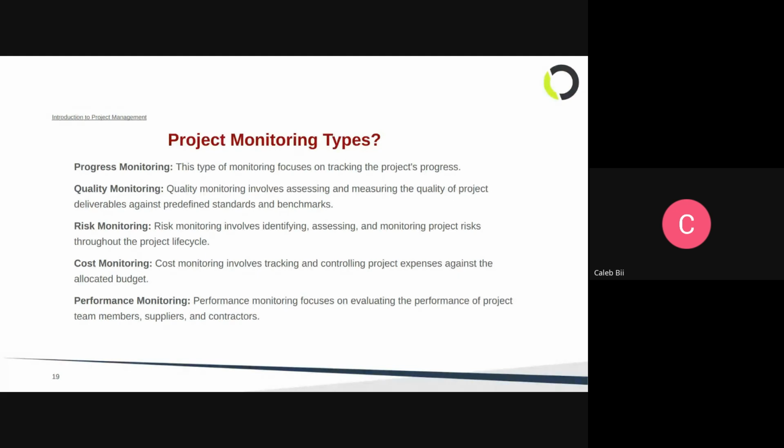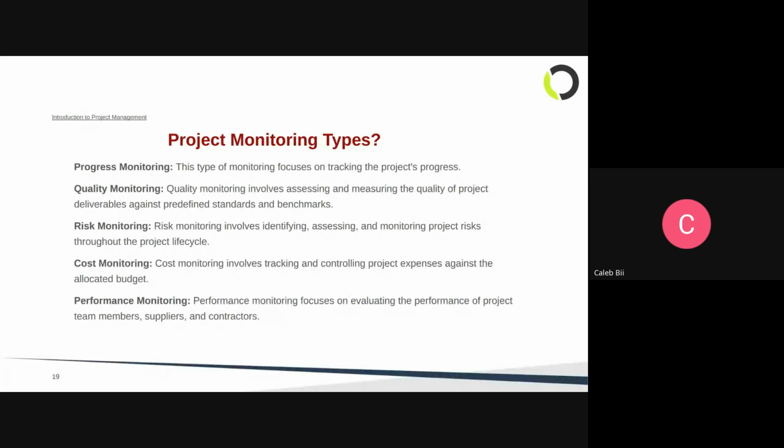So some of the monitoring types that we have: the progress monitoring. This type of monitoring focuses on tracking the project progress. Here, you just track the progress of the project. It ensures that the project stays on track and enables timely adjustments to that specific project. So the main purpose of progress monitoring is to ensure that the project stays on track.